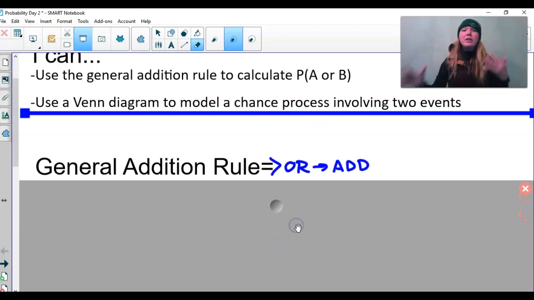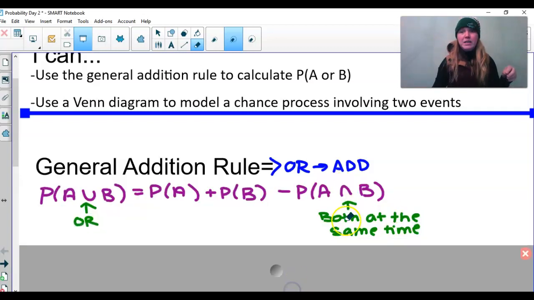So the general addition rule, again, is: when you see the word or, you're thinking the word or in your head while you're trying to compute probabilities, you need to add those probabilities together. The catch is, after you add them together, you think to yourself, are these two events mutually exclusive or not? If they're mutually exclusive, you're done. But if they're not mutually exclusive, meaning they can happen at the same time, you need to subtract that out.